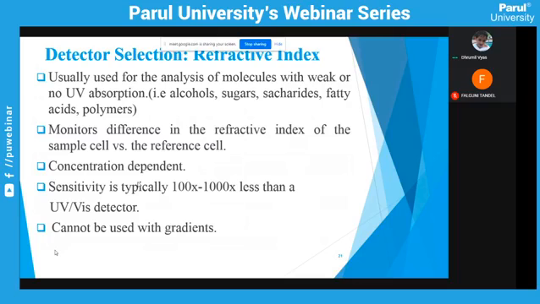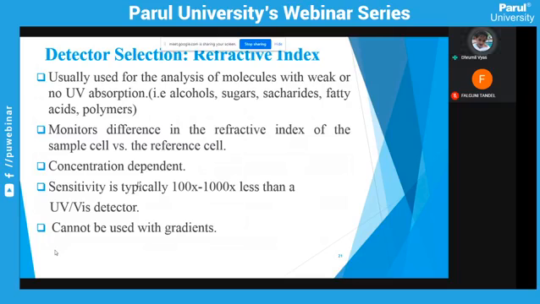Now we'll move to the refractive index detector and not the UV detector. UV we have already completed. So now I'll show you about the refractive index detector. The RI detector is generally used for those compounds which have weak or no UV absorbance, like alcohols, sugars, saccharides, fatty acids, polymers, etc. How does it work?